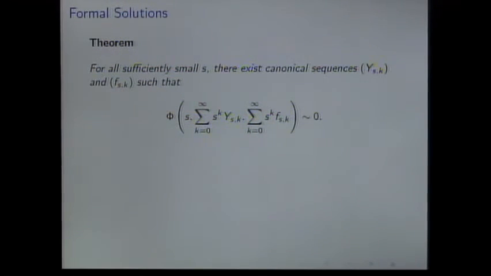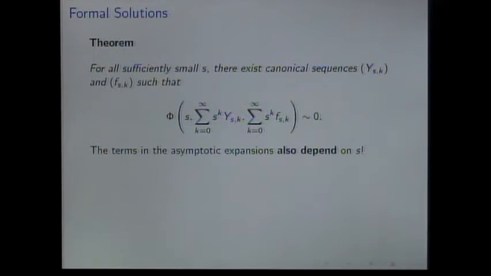So firstly, you have to do formal solutions, okay? So what you can do is you can find canonical sequences, y_s^k and f_s^k, such that in an asymptotic sense, this function is actually equal to 0. So these sequences, y and f, essentially present formal solutions of what you're actually looking for.